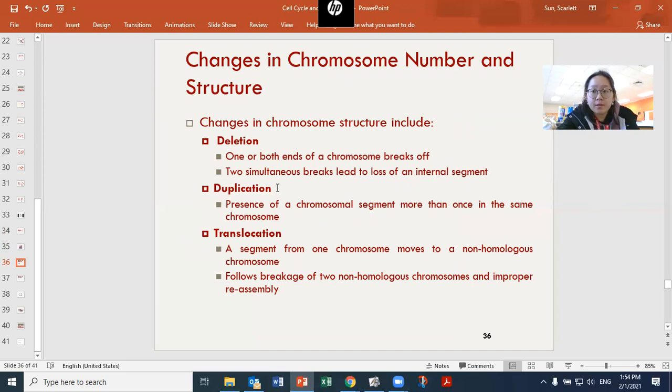There's duplication when almost entire chromosomes or chunks of chromosomes are doubled where they're not supposed to be. So having extra genes is also bad. And then there's also translocation, and then one more on the next slide. But translocation is when the section of a gene on a chromosome is accidentally transferred over to a different chromosome where it's not supposed to be.